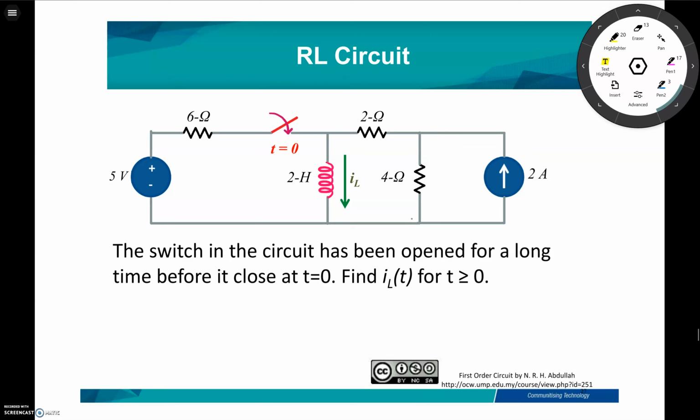This is the example of the RL circuit. The switch in the circuit has been open for a long time before it closes at t equal to 0. Find IL for t more than 0.